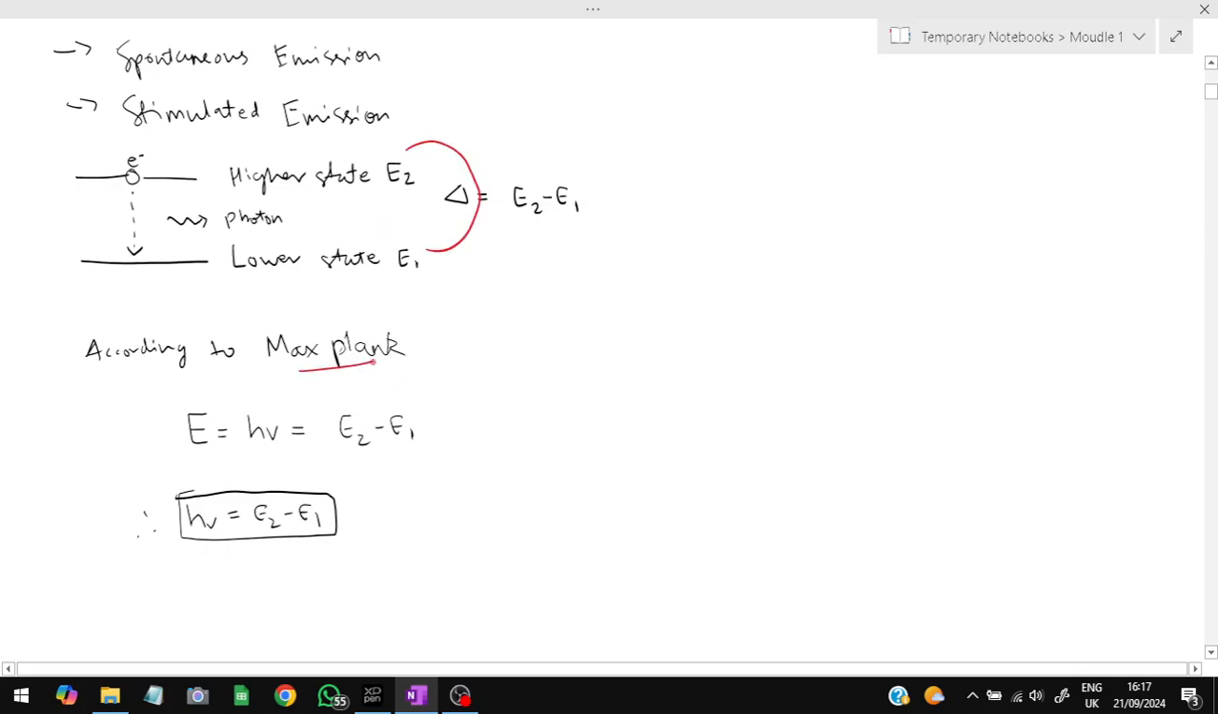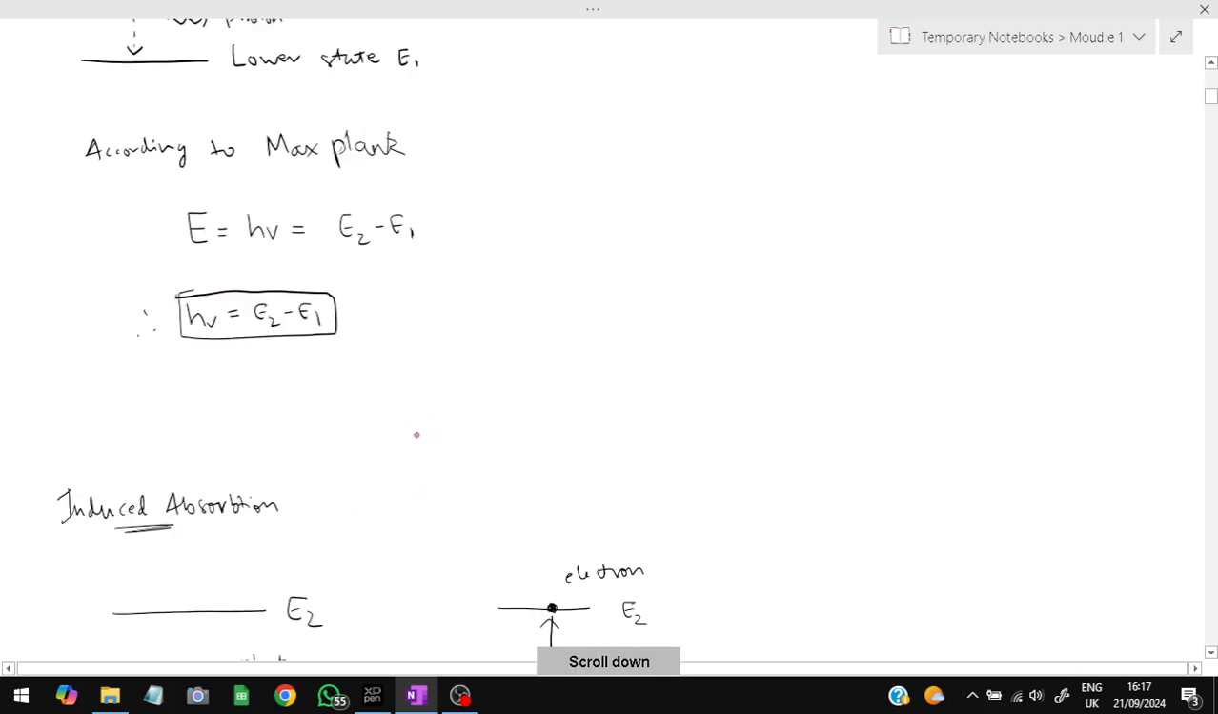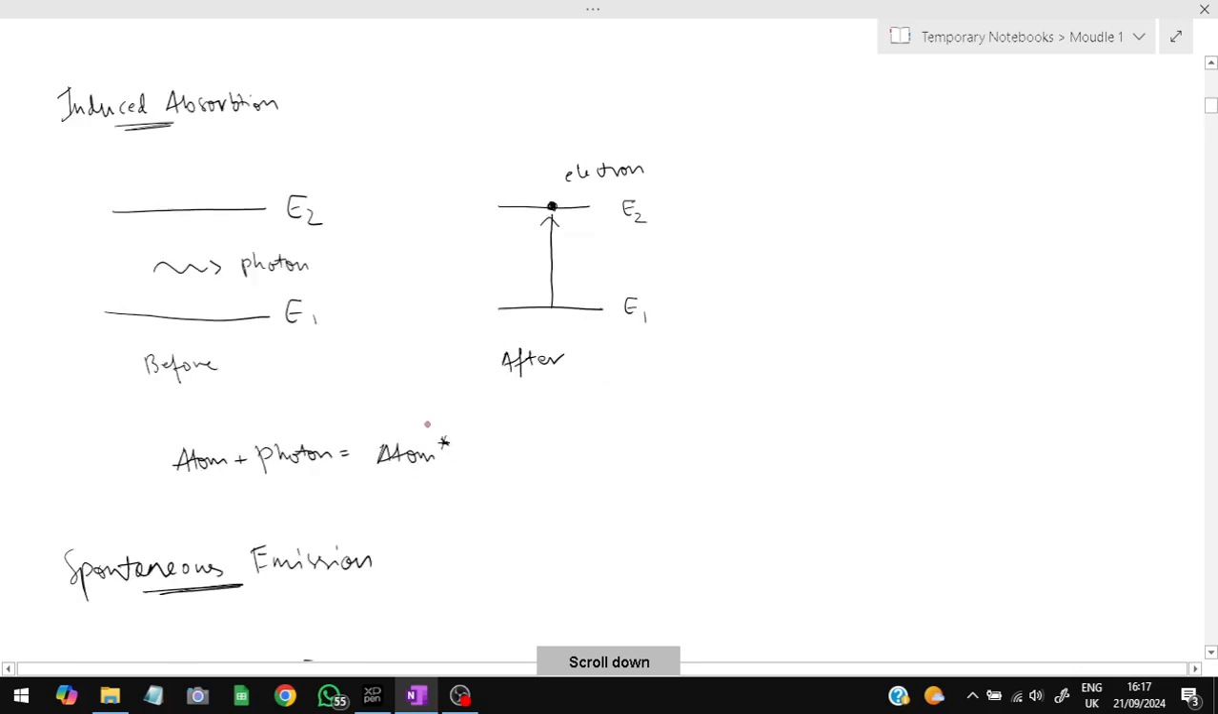According to Max Planck, energy is equal to h into nu, where nu is the frequency. E2 minus E1 is equivalent to h nu. So h nu is equal to E2 minus E1. This is an important formula we'll be using in this module. There are 3 types of radiation which we are going to discuss.